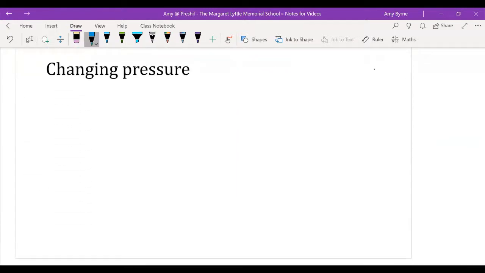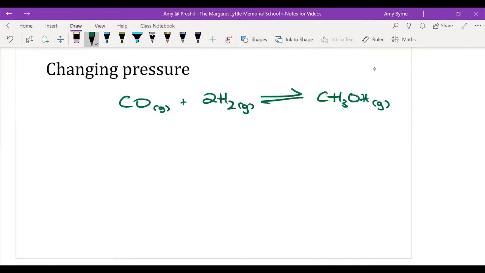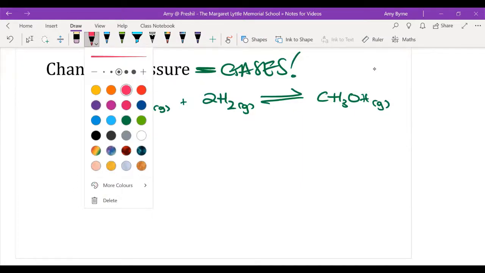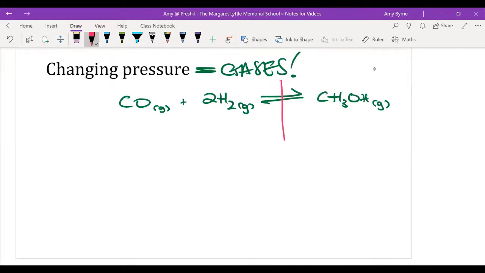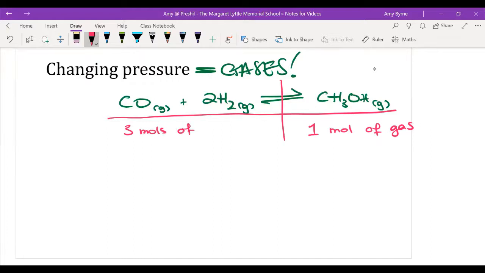So let's change pressure and let's go back to our, let's look at methanol. So if I've got carbon monoxide gas and I react it with 2 hydrogen gas molecules, it equilibrium forms CH3OH gas. So if I'm changing pressure, I have to be talking about gases. So let's talk about what happens. So my forward reaction has 1 mole of gas, and on my reactant side, I have 3 moles of gas.